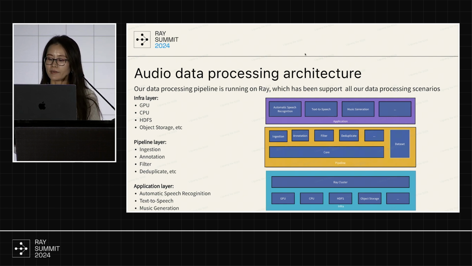The top layer is the application layer, where the processed data is utilized to power various large speech models, such as music generation. And we have a demo after this slide. Let's zoom in on the pipeline layer and see how we orchestrate the data processing pipeline.